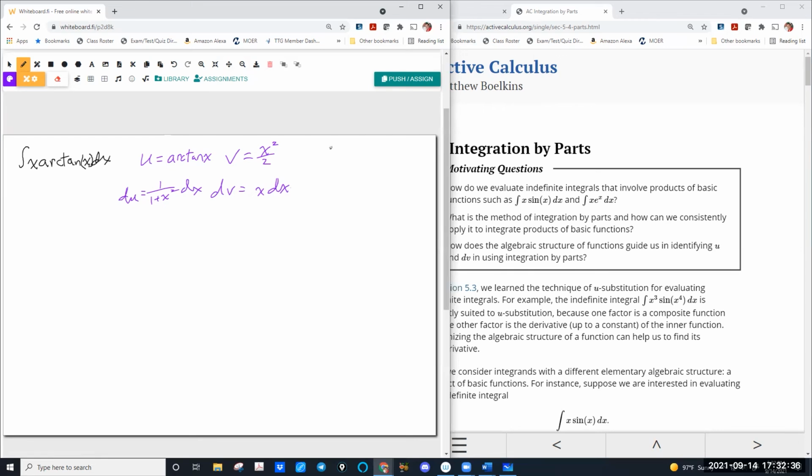Another example of this, if you had, say, x ln of x dx, same thing. We're not going to have u be x because we don't know the antiderivative of ln of x.